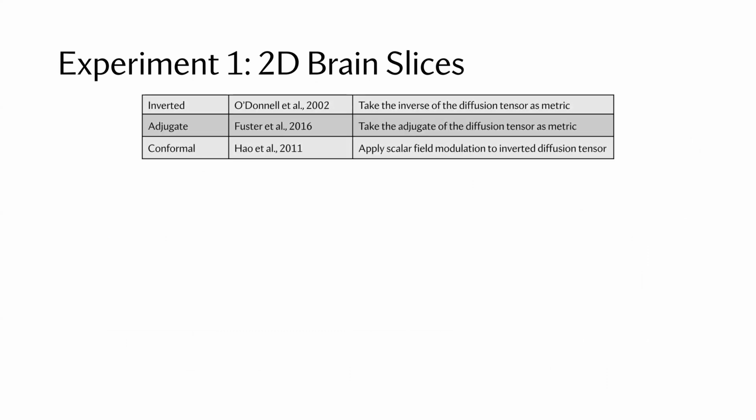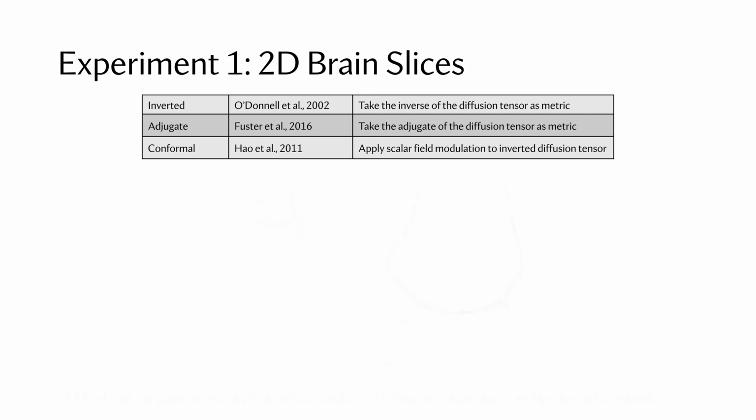In our first experiment, we compared the geodesic tractography alignment of both previous and our new method. The inverted means it takes the inverse of the diffusion tensor as the metric. The aggregate means it takes the aggregate of the diffusion tensor as the metric. And the conformal means it applies scalar field modulations to the inverted diffusion tensor.